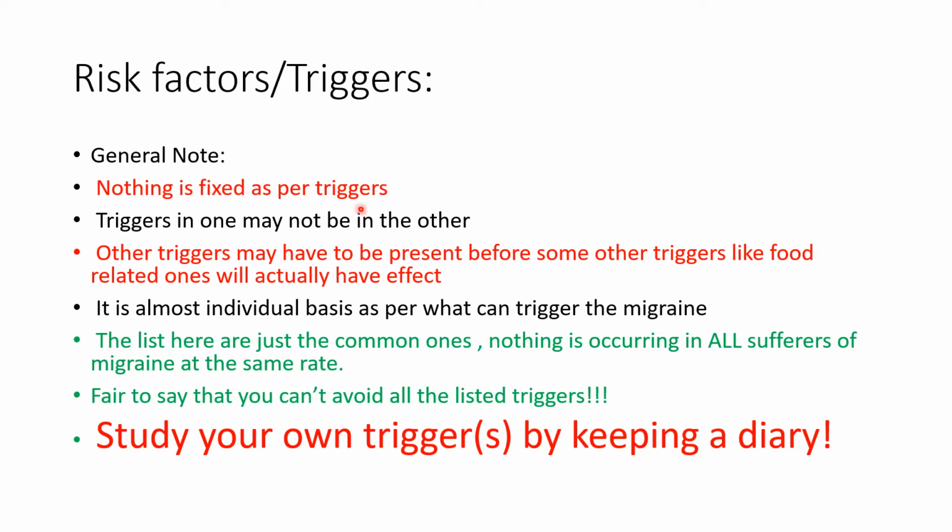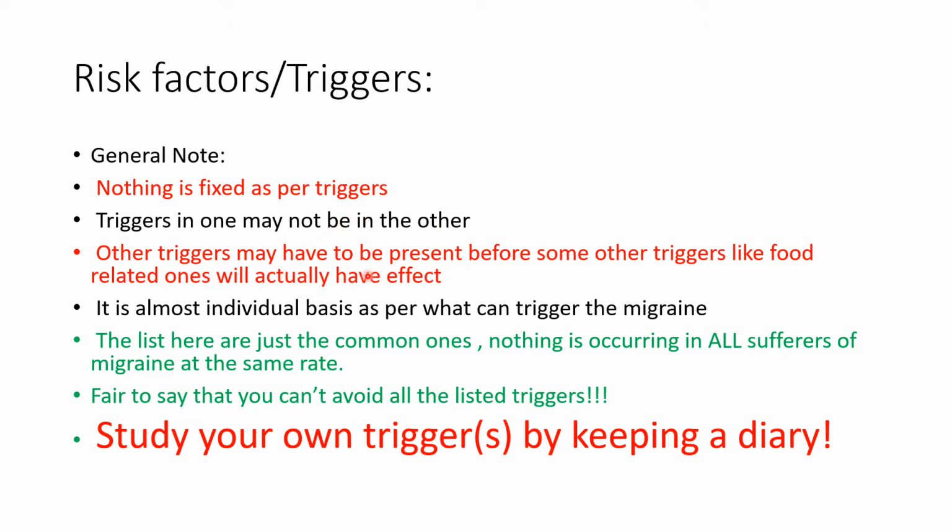Nothing is fixed as per triggers. How do I mean? Triggers in one person may not be the trigger in the other. So I've decided to give this explanation so that by the time we continue on the journey of the triggers and the risk factors, you will not be sending too many questions to me. Okay? It might not be a trigger in you, but it might be in someone else. But it means, as a record, that it has been a trigger in someone with migraine headache in the past. Okay? So nothing is fixed here.